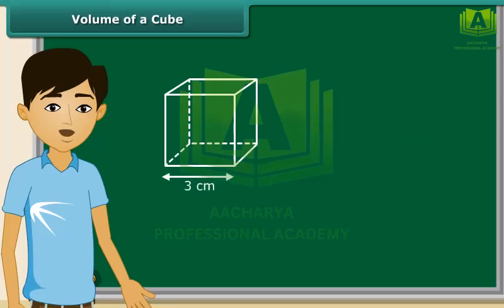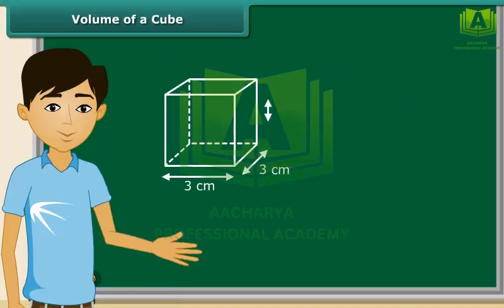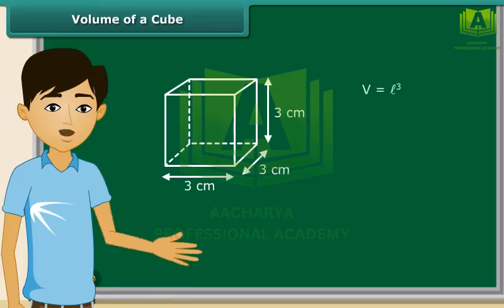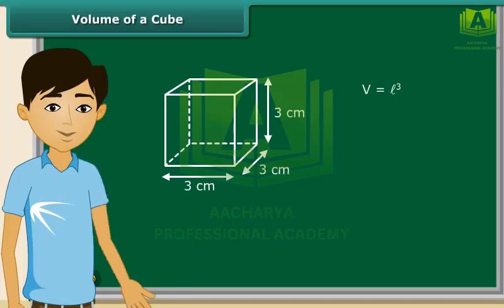Alright, let's take a look at an example. Here we have a cube having length of each side equal to 3 centimeters. Let us find its volume. To solve this, we need to use the formula V is equal to L cube. Now, since we know the length of each side of this cube is 3 centimeters, we can substitute L with 3.